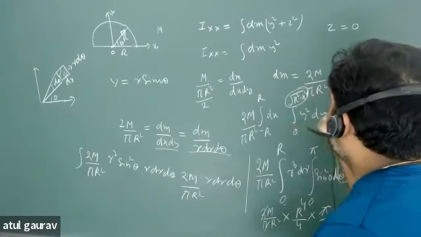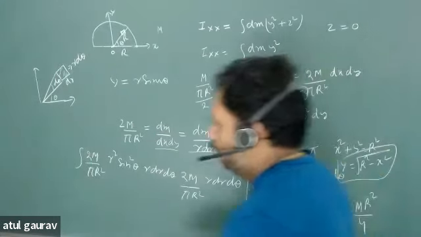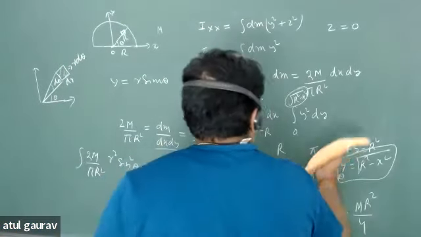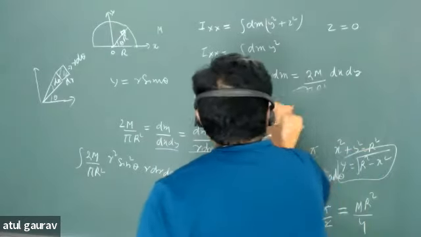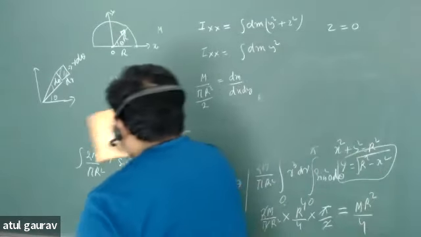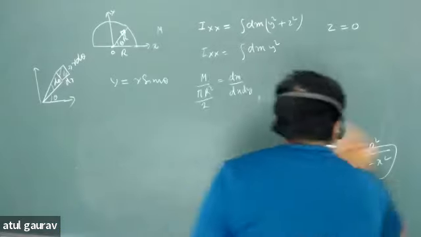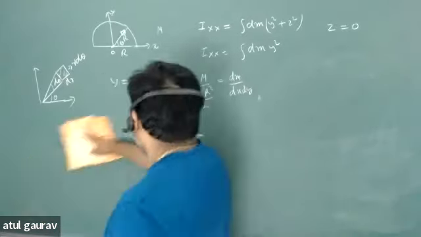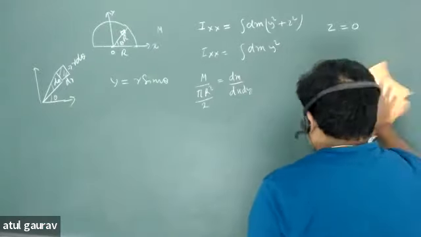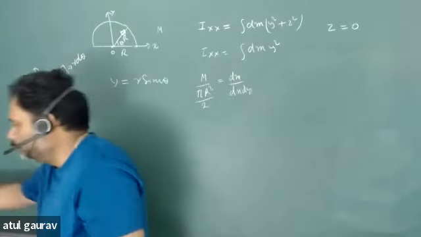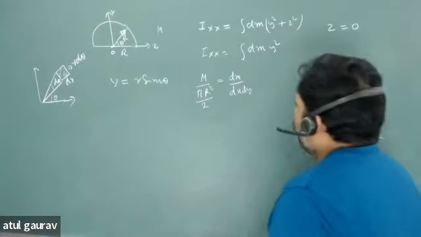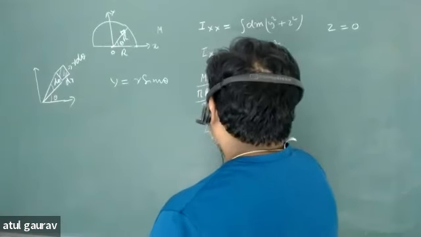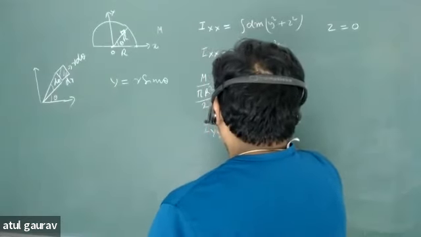So everything will remain the same. So I am just removing the unnecessary part. So we are just removing this one. So let's try to go for IYY. What will be IYY? That will be dm x square.